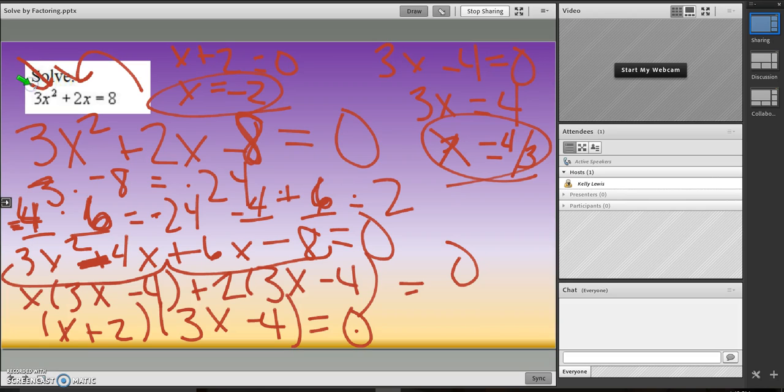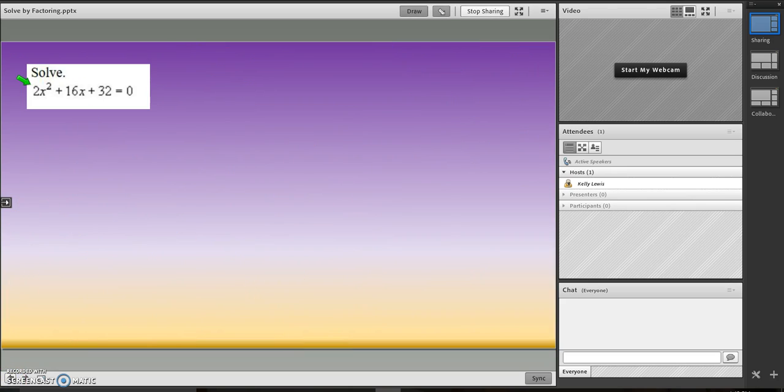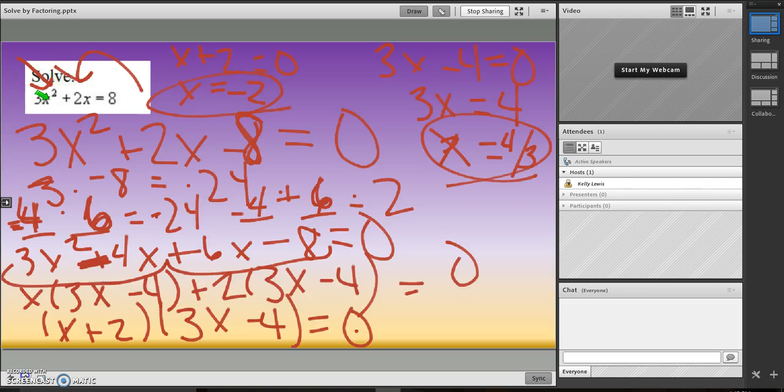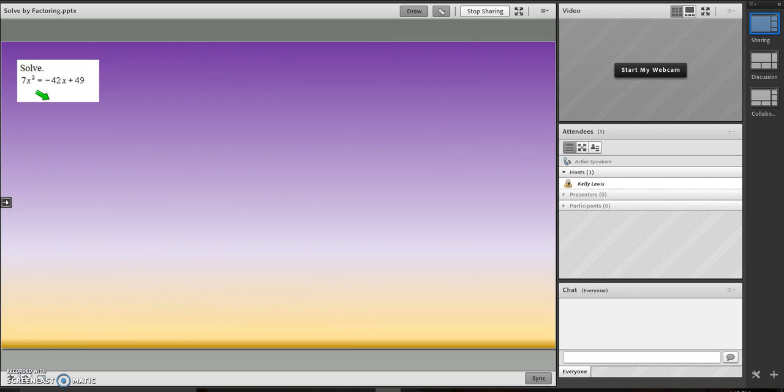Notice this has a squared, so I'm going to get 2 answers, just like on the previous problem. So whatever that exponent is tells you how many answers you'll get.